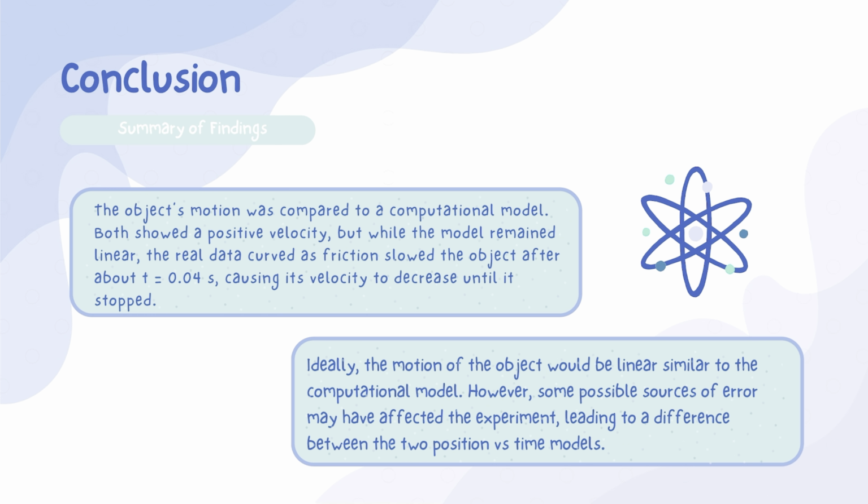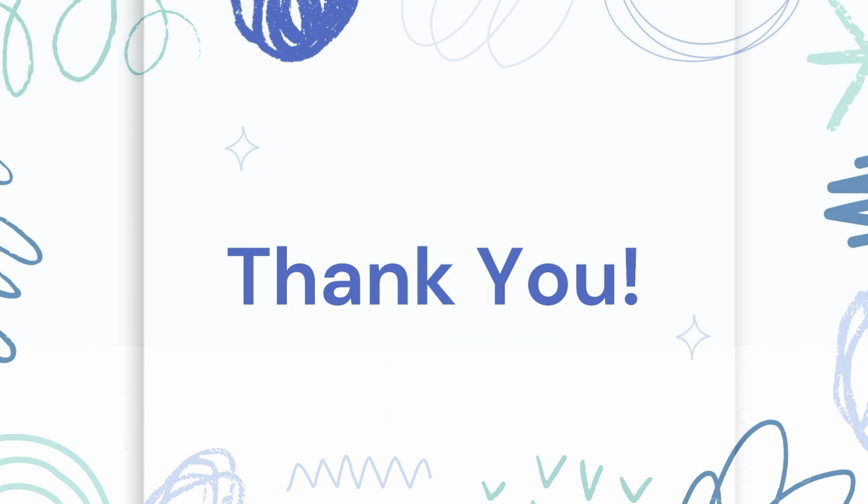So the experiment showed that while the computational model predicts constant velocity, the real object slowed because of friction. Ideally, with no friction, the real motion would match the model, but some possible sources of error may have affected the experiment, leading to a difference between the observed and predicted models.